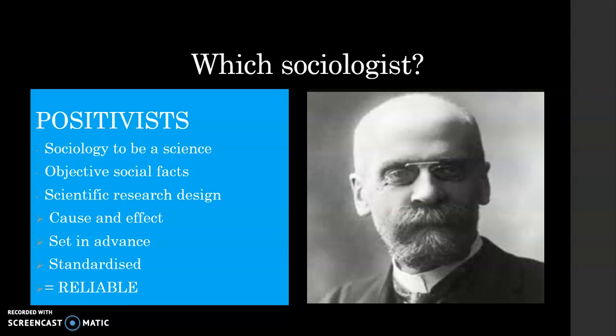They used a scientific research design because they wanted to measure cause and effect, and in order to do this you have to plan in advance what data you're going to collect and how. So this research is set in advance, it's standardised, and because of this you can compare the results. And this means the positivist's main goal is a reliable research method.